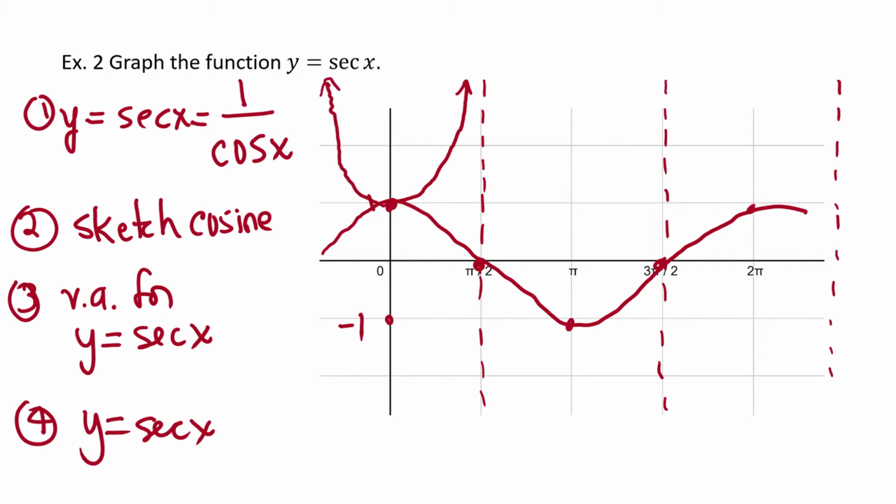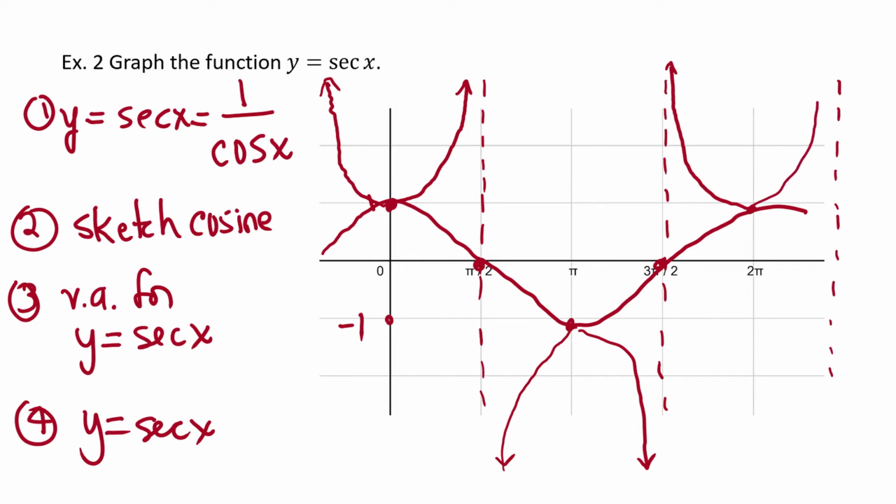Let's go to the interval between pi over 2 and 3 pi over 2. The graph will increase from negative infinity close to pi over 2 all the way to pi, negative 1, then turn around and decrease, and it'll go back down along the asymptote 3 pi over 2. And let's do one more at 2 pi. It will increase. It's upwards on both ends.